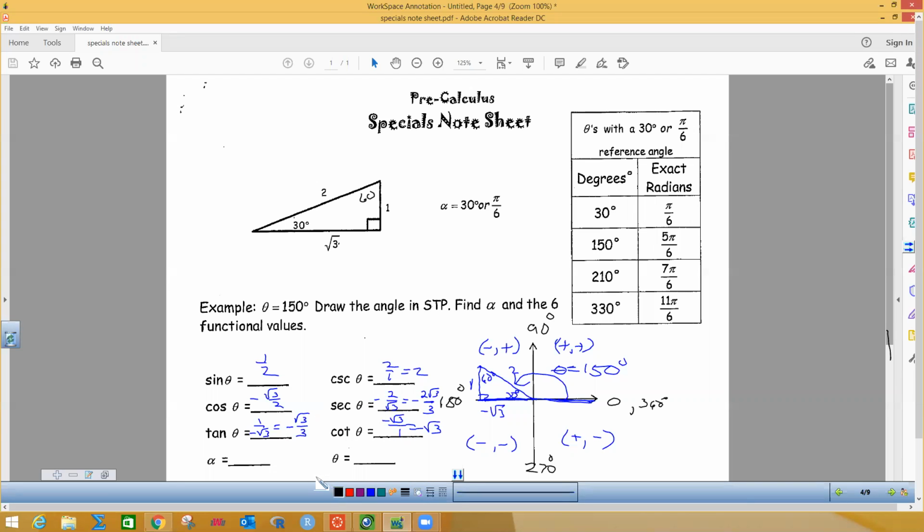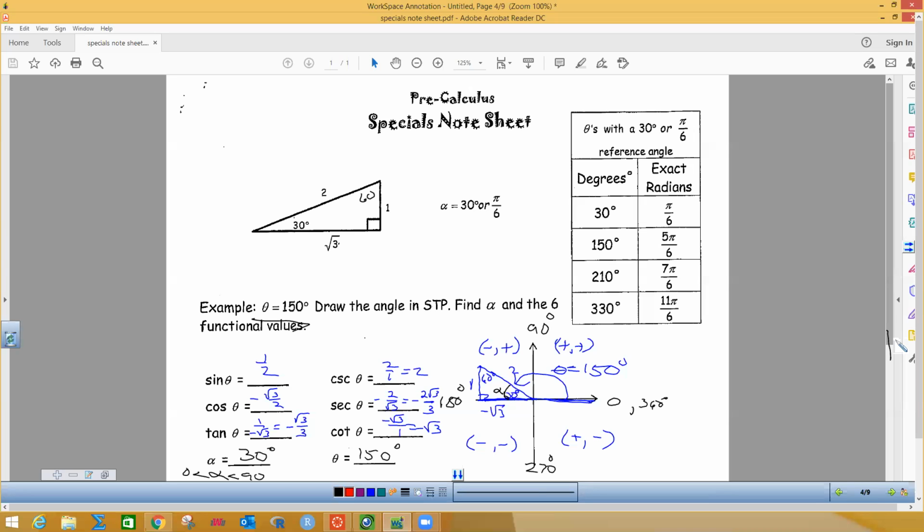Now again, we talked about this the other day, but alpha is always between 0 and 90. So it is the angle formed with the closest x-axis. So this angle right here, that is your alpha, the angle formed with the closest x-axis. So alpha is 30 degrees in this problem, and they gave us the theta up here as 150. Now on your test, we're going to have a test right before Christmas break, and you're going to be doing this on the test.